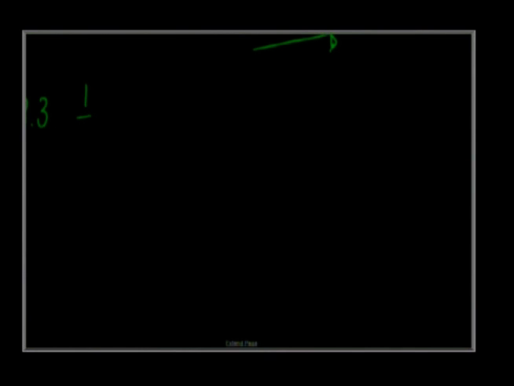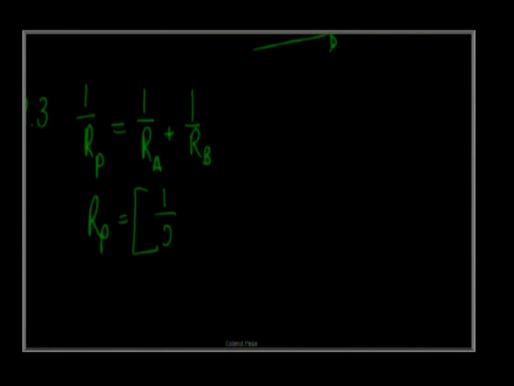For parallel resistance, 1 over your parallel resistance is equal to 1 over resistor A plus 1 over resistor B. So we're dealing with the inverse of these values. Immediately go and invert your parallel resistance. Open the brackets, so that would be 1 over 2 plus 1 over 3 ohm. Close the bracket and invert it again.